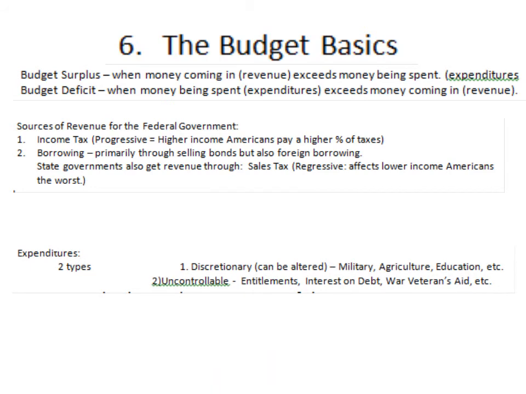In terms of spending their money, the government basically has two types of expenditures, those that are discretionary and those that are uncontrollable. Discretionary things can actually be changed from year to year, like the military budget or the budget on education. But uncontrollable expenditures are things that Americans are qualifying for every single day, and thus the government can't really cut them or balance them. Things like entitlement programs like Social Security and Medicare become very difficult to control, as well as the interest on our national debt and the aid that goes to war veterans.